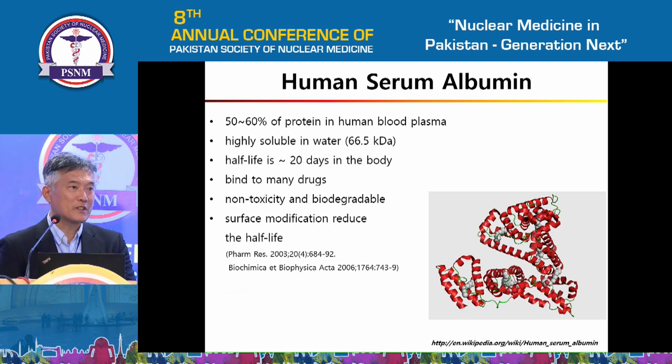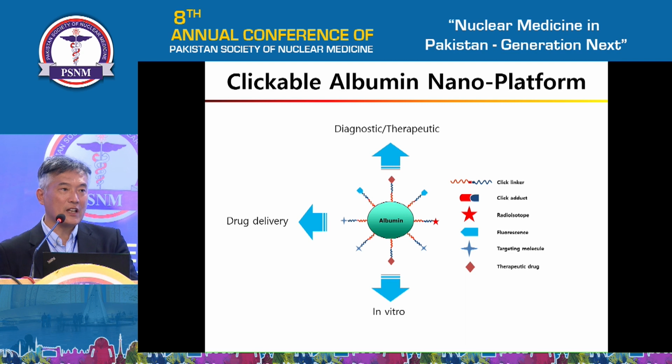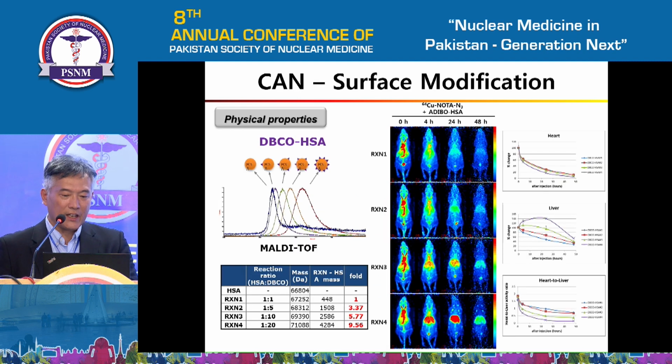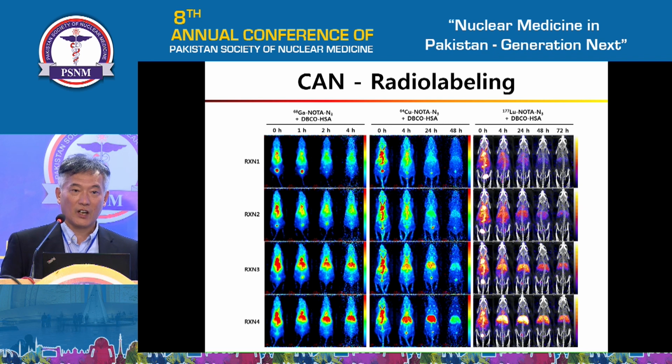As you know, almost 60% of protein in human blood is albumin, and even a simple small modification can reduce the half-life. After that, I got the patent of this conceptual study. The clickable albumin nanoplatform can attach radioisotopes, targeting molecules, or therapeutic drugs. We set up all the chemistry, calculated how many molecules are on the albumin nanoplatform, and then we can do imaging with diagnostic or therapeutic radioisotopes.